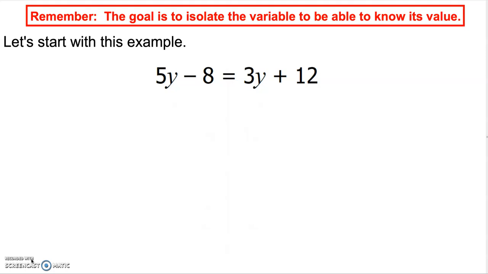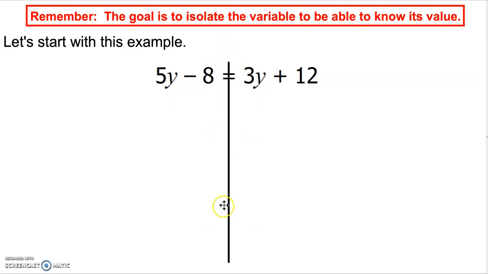So let's start with the example 5y minus 8 equal to 3y plus 12. So we don't have any distribution, so we're going to skip that step. We don't have any like terms that we need to combine on each side of the equal sign, so we can skip that step. So next, what we need to do is decide which side of the equal sign we want our variable to be on. Let's go ahead and choose the left side for this example.